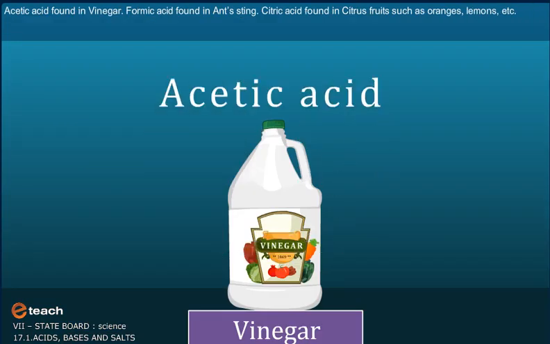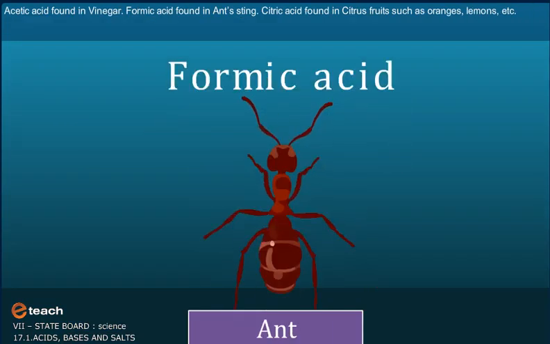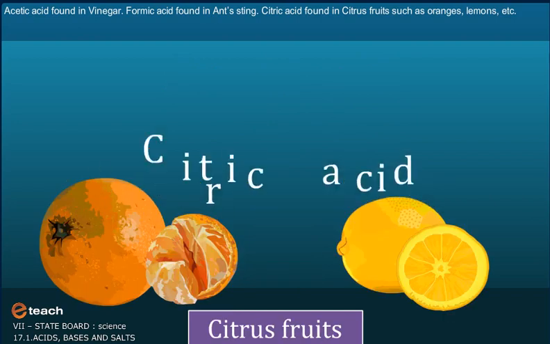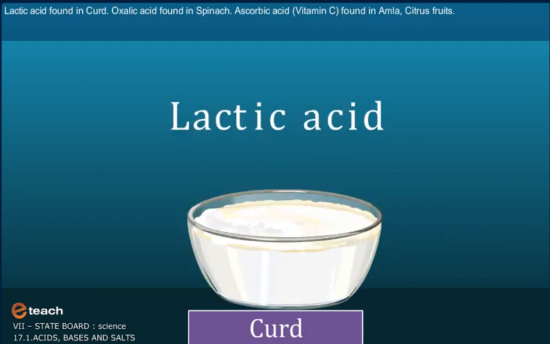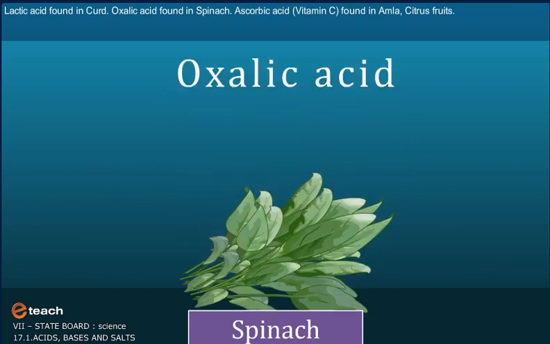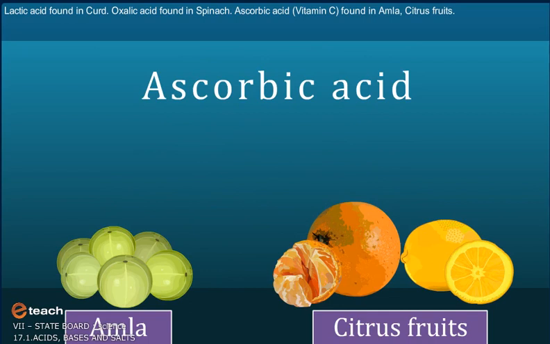Acetic acid found in vinegar. Formic acid found in ant's sting. Citric acid found in citrus fruits such as oranges, lemons, etc. Lactic acid, the acid found in curd. Oxalic acid found in spinach. Ascorbic acid, vitamin C, found in amla and citrus fruits.